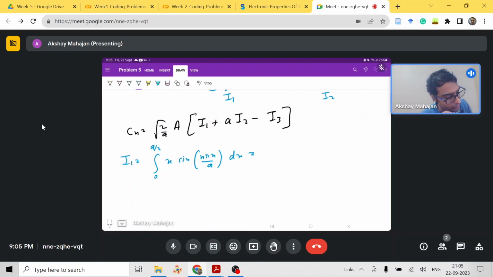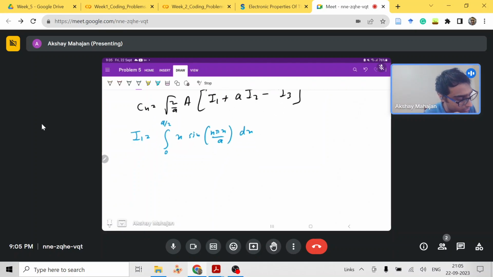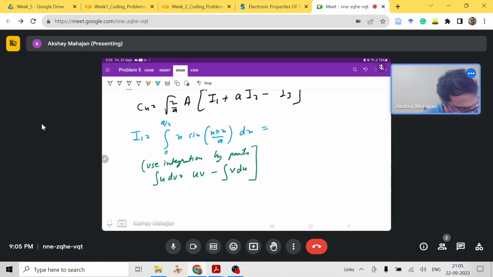So again we have to just use the same integration by parts. So I will just write the answer in this case. You have to use integration by parts. So it is basically integration of u dv is equal to uv minus integration of v du. Okay, this is the formula for integration by parts.